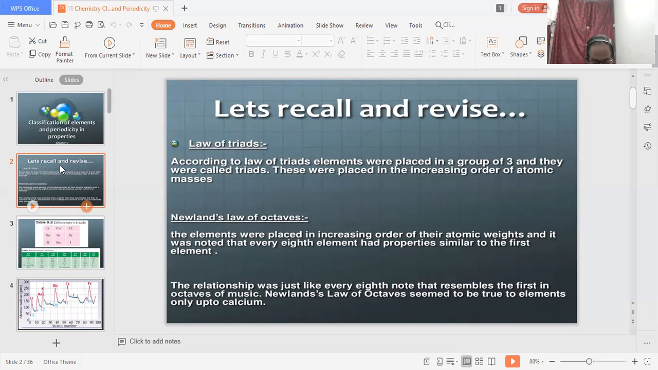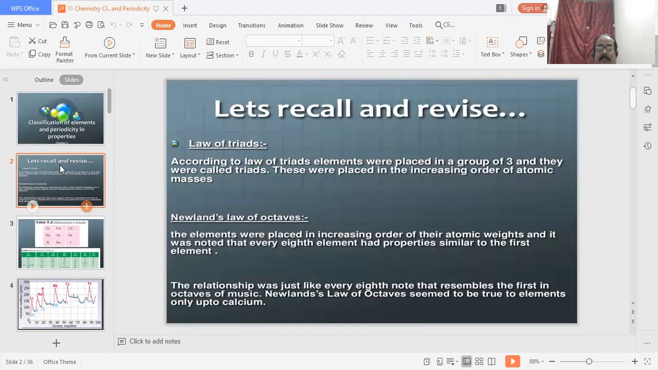In this chapter in our syllabus, we discuss many more topics and many more laws or principles represented by different scientists. So first, let's recall and revise the law of triads.